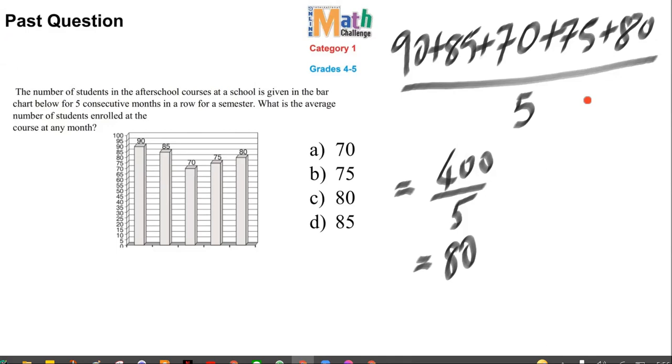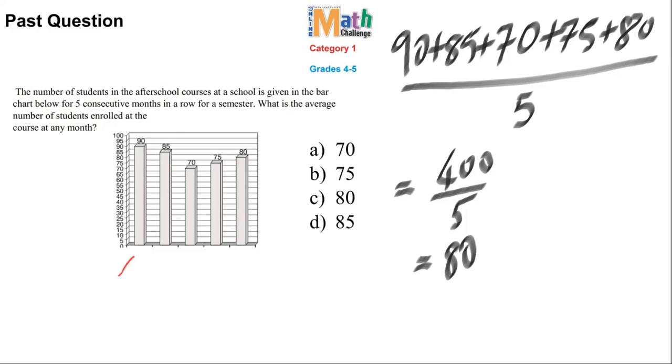So a number of students are given who joined an after school course in 5 months. And these are the number of students, and these are the months. The months names are not given, but it is not needed. So the question asks the average number of students for each month. So students are supposed to know what is average.